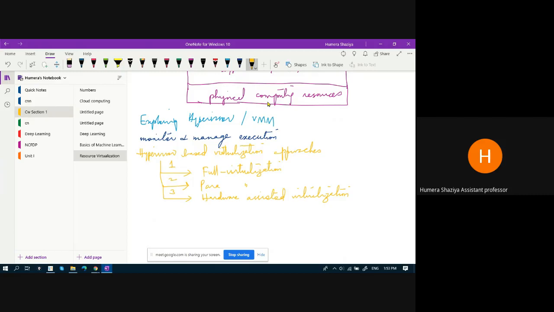Okay, I will complete all the three today and then we will stop today's class. So, the first type is full virtualization. What do you mean by full virtualization? In this, the hypervisor fully simulates or emulates the underlying hardware. Virtual machines run over a virtual set of hardware.